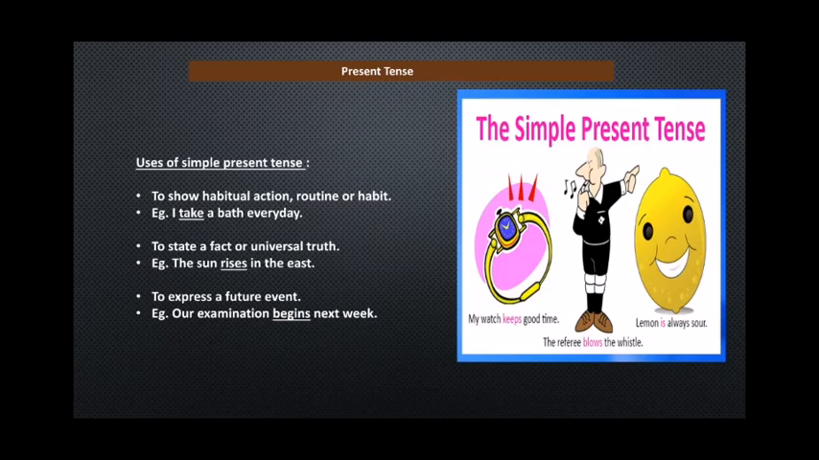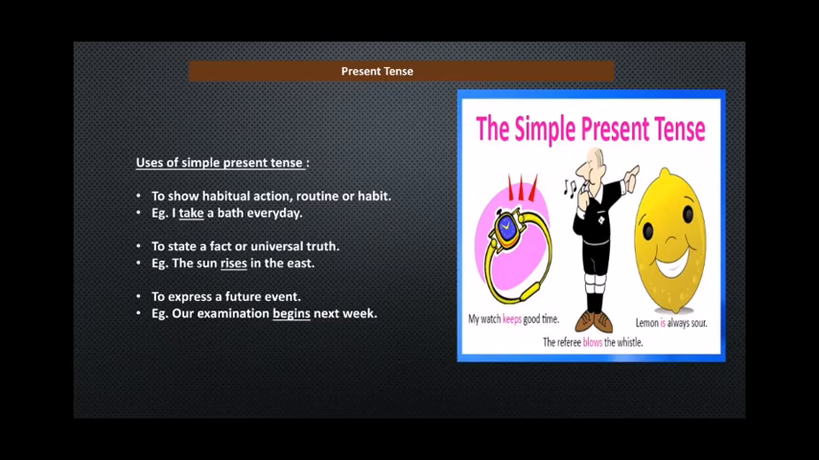In the picture we have three sentences. My watch keeps good time. The referee blows the whistle. Lemon is always sour. So in all the three sentences, keeps, blows and is are the simple present tense. And you can see the two sentences have S added to it.